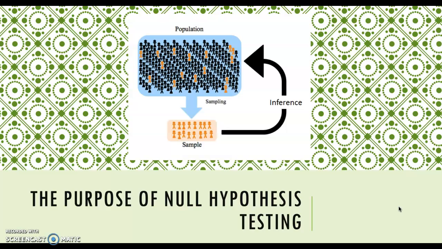In fact, any statistical relationship in a sample can be interpreted in two ways. One, there is a relationship in the population, and the relationship in the sample reflects this. Two, there is no relationship in the population, and the relationship in the sample reflects only sampling error. So the purpose of null hypothesis testing is simply to help researchers decide between these two interpretations.